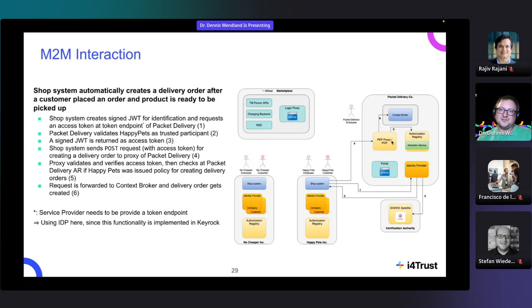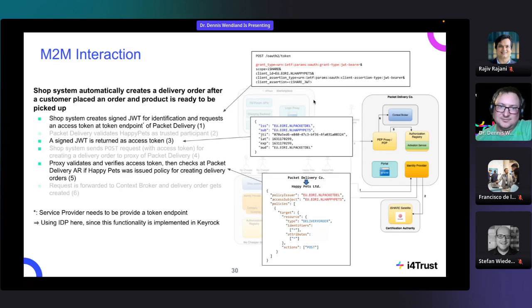Then again, the PDP would check against the registry whether Happy Pets is actually allowed to perform these POST operations to create entities, and then this request would be forwarded. So it is basically similar, only with the difference that there is no human involved, and the IDP is not required for users to log in in this case.